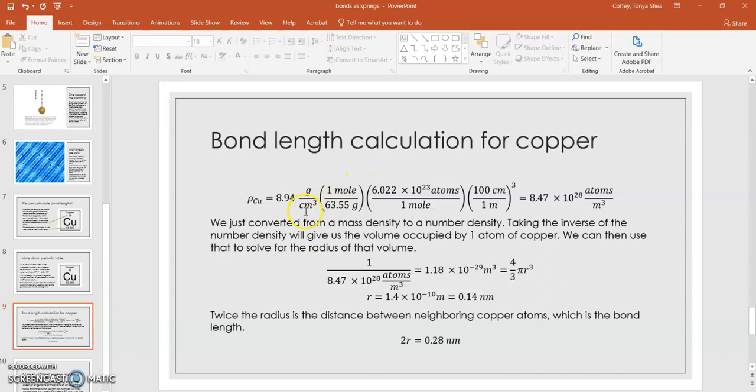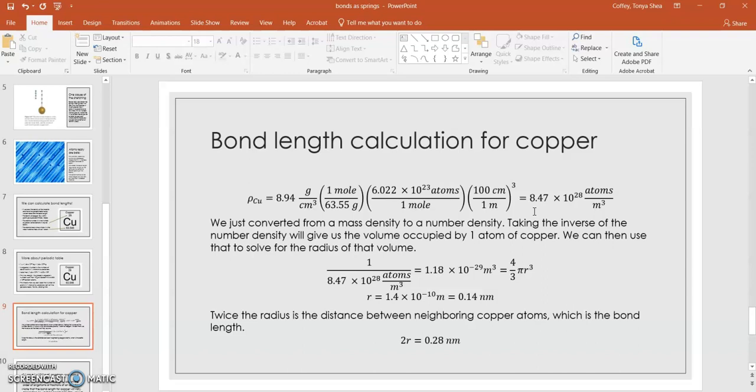Now I've got moles per cubic centimeter, so I need to convert from moles to atoms. So to do that, I multiply by Avogadro's number, 6.022 times 10 to the 23rd atoms per mole. Now, I'd really prefer to have it in meters cubed for simplicity, okay? And so I need to multiply times the conversion for centimeters to meters cubed. Remember that if you're converting a unit, you cube the conversion and not just the unit. So here I've got 100 centimeters cubed, so I'm multiplying by 100 cubed. That results in 8.47 times 10 to the 28 atoms per cubic meter.